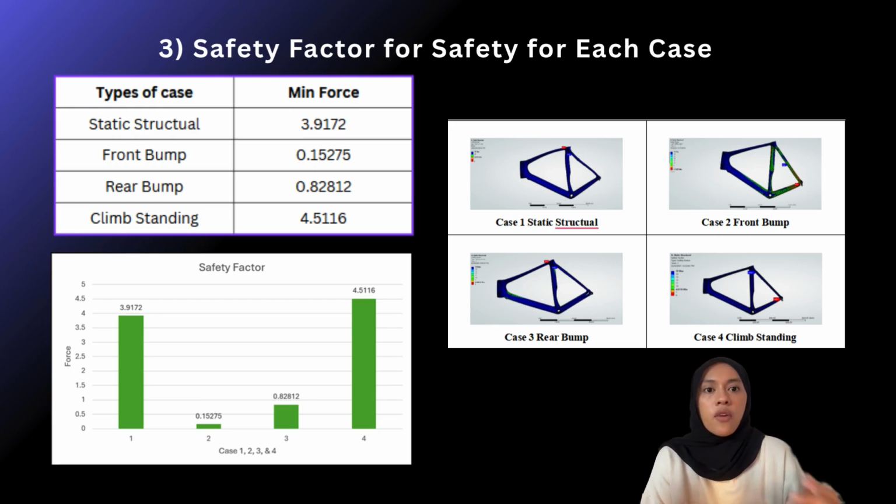Safety factor focuses on the minimum safety factor within each load case, pinpointing the weak structural points. The front bump shows the lowest minimum safety factor, reinforcing its role as the most critical scenario. Rear bump is slightly better but still concerning. Static and climbing cases show much safer values. This graph is useful for identifying localized failures under peak forces and supports our design improvement recommendations.